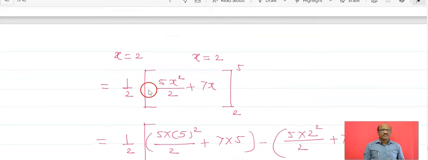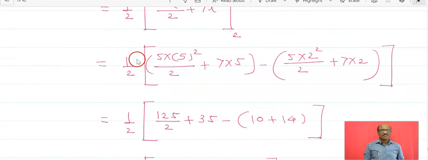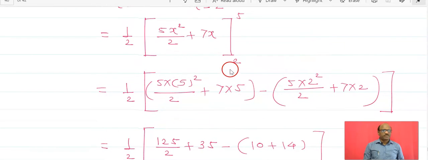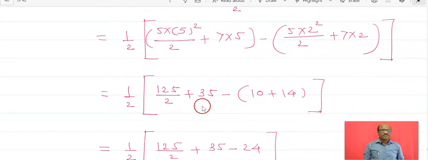Now take its integration. That is 1 upon 2 (5x squared upon 2 plus 7x). Lower limit is 2, upper limit is 5. Substitute it. Then you will get 1 upon 2 [5 into 5 squared upon 2 plus 7 into 5, this is the upper limit, minus lower limit, 5 into 2 squared upon 2 plus 7 into 2]. And if you simplify, then you will get 1 upon 2 [125 upon 2 plus 35 minus (10 plus 14)].